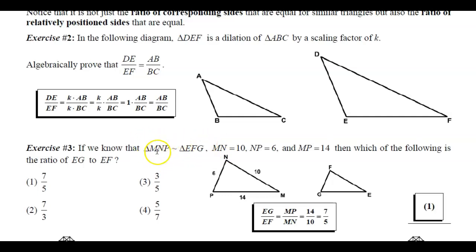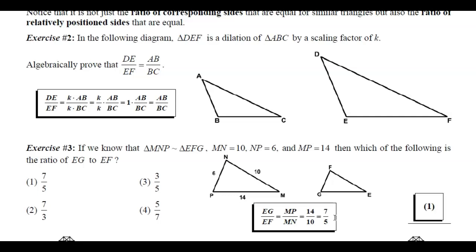So if I take the first triangle, that would be MP. So that's talking about the 14 segment. And EF is in the first and second positions. So EF would correspond to MN. And so that would have to do with the 10. So if I take 14 and 10, that's the same as taking EG and EF. So 14 over 10 reduces to 7/5, and that's my ratio.